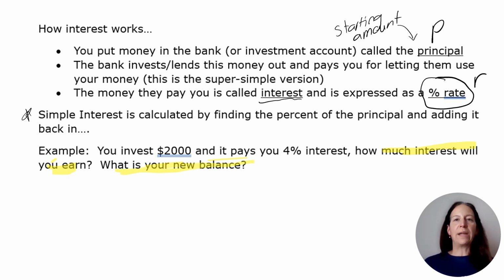When you're doing a multiple choice question, for example, you could be asked either of those questions. And I can almost guarantee you that one of the distractor choices will be the answer to the other question. So you do need to read the question carefully. Am I being asked for the interest, or am I being asked for the new balance? New balance is just how much money you now have in your account. Okay, so let's go with this.